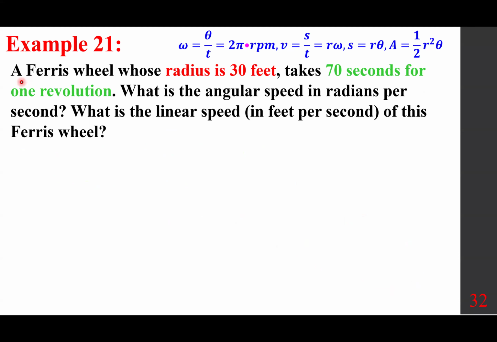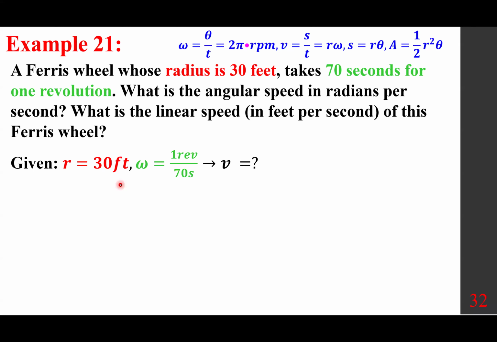A Ferris wheel whose radius is 30 feet takes 70 seconds for 1 revolution. What is the angular speed in radians per second? What is the linear speed of this Ferris wheel? So first and foremost, what is given? R is 30 feet, and omega is 1 revolution per 70 seconds. So that's the given.